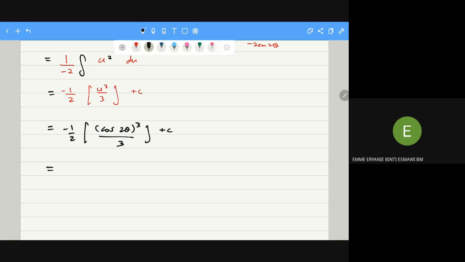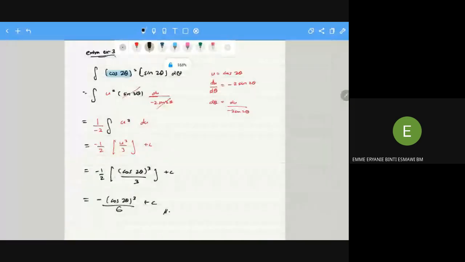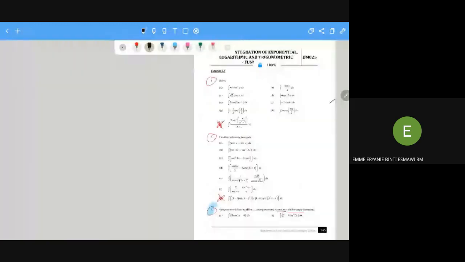So, macam mana kita nak simplify? Darab dengan negatif 1/2 tu. Jadi, negatif cos 2 theta power 3 over 6 plus c. Okay. Oh, very good. Over 6 plus c. Dah dapatlah macam ni. Okay, so this will be your final answer and that's the last example for today.